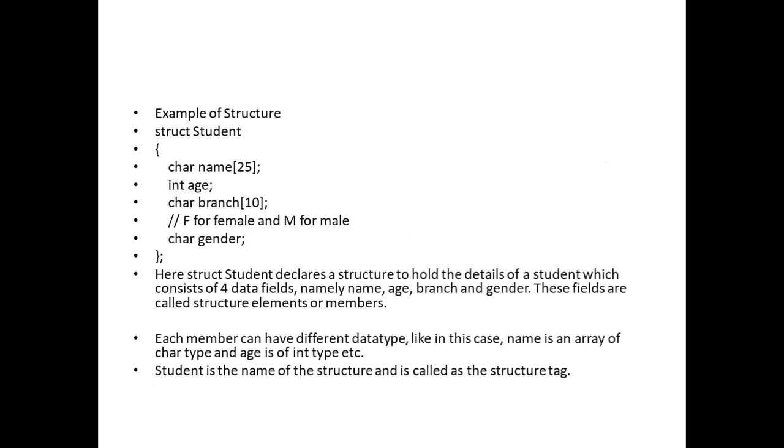So what is the general syntax? What is the general form? We have to give the struct keyword followed by the structure tag name, open curly braces, close curly braces. Within these curly braces, we are going to declare the members, and the closing curly brace ends with a semicolon.